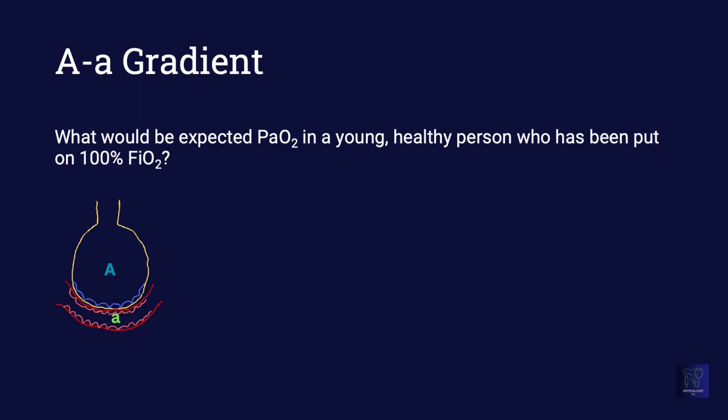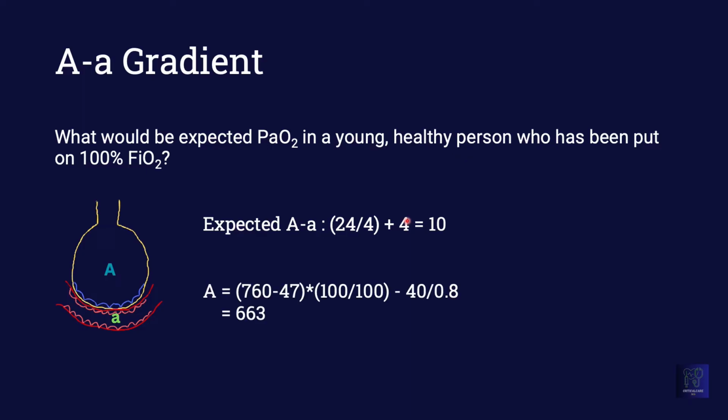Now let's get back to this question. What would be the PaO2 in a person who has been placed on 100% oxygen? Let's say this person is 24 years old. Let's start by calculating the expected A to a gradient. So at 24 with healthy lungs, the expected A to a gradient is 10. Now let's calculate the big A. That is 760 minus 47 multiplied by the percentage of oxygen. Here the patient has been placed on 100% FiO2, so that'll be 100 by 100.